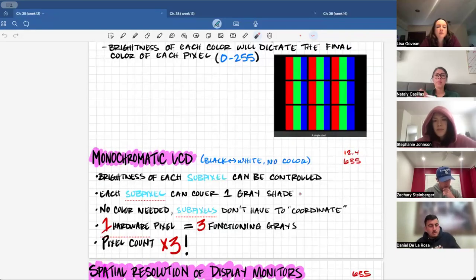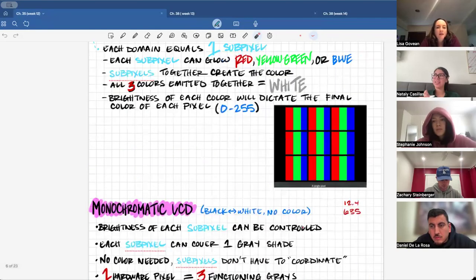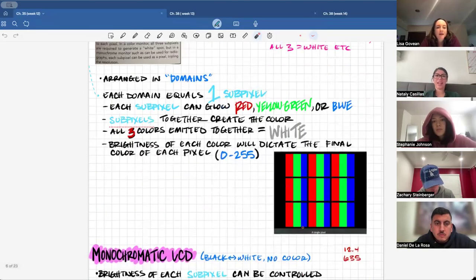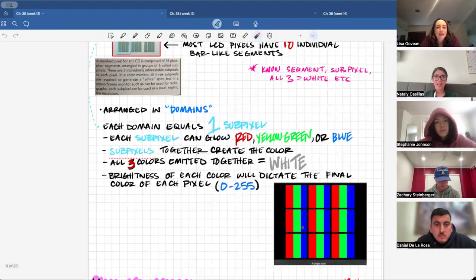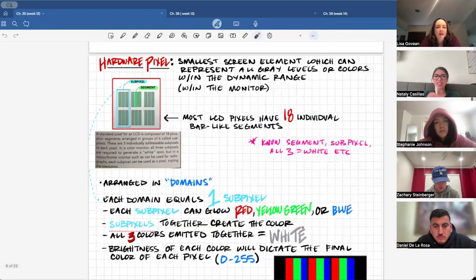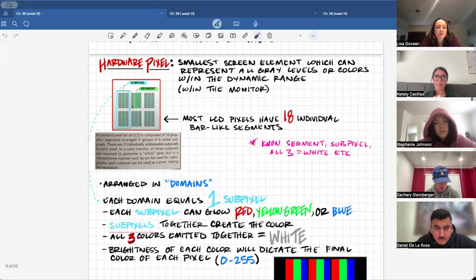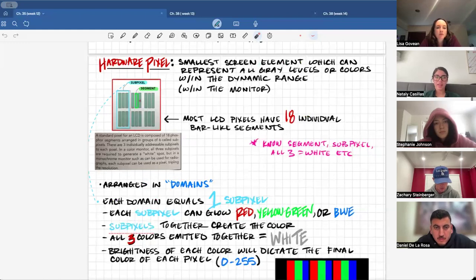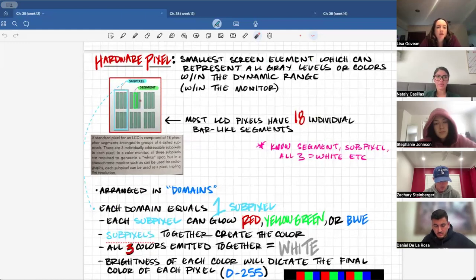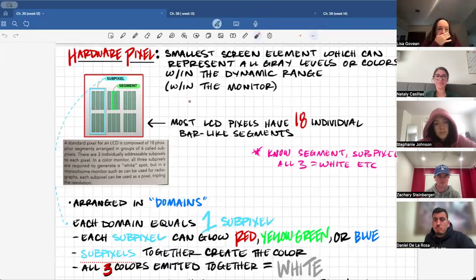I'm confused the whole time. I think in the lecture he was talking about a whole segment making up a domain, but then the domain makes up a subpixel, and then the subpixel is considered three. I guess I don't understand and don't really get the breakdown of it. Are you referring to this picture? I think this is from the book. I don't know why I'm just not getting it.